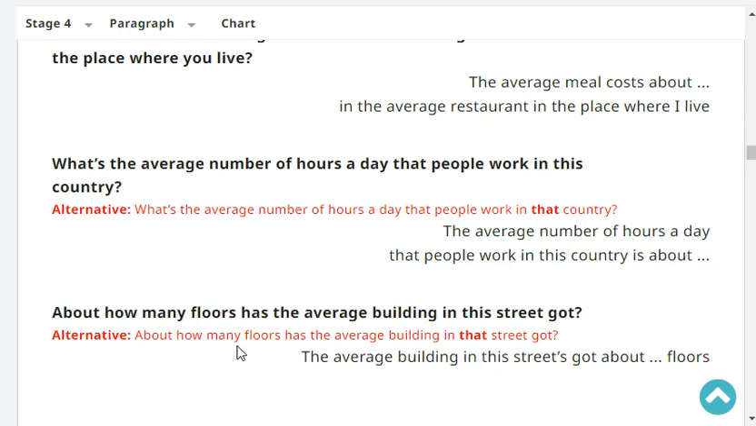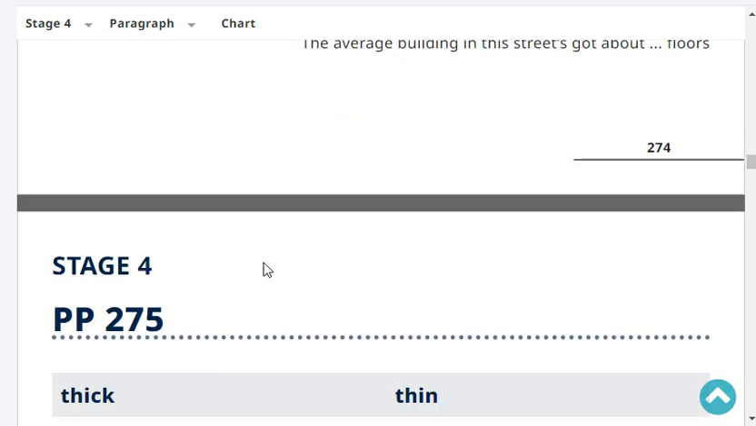About how many floors has the average building in your street got? The average building in my street has about 7 floors. Very good.